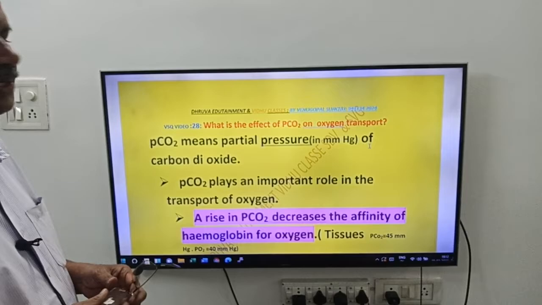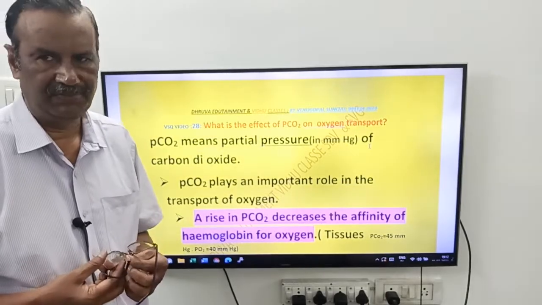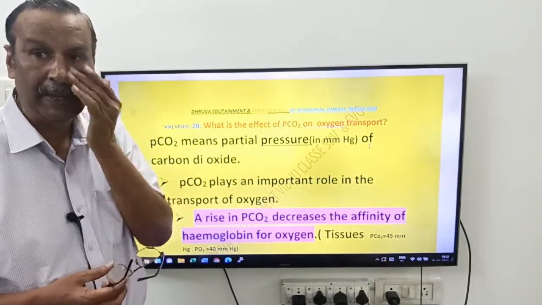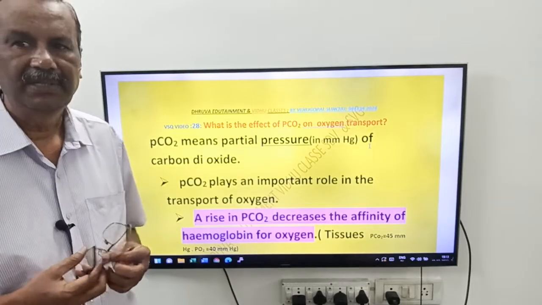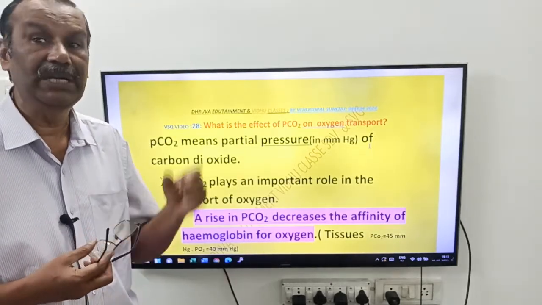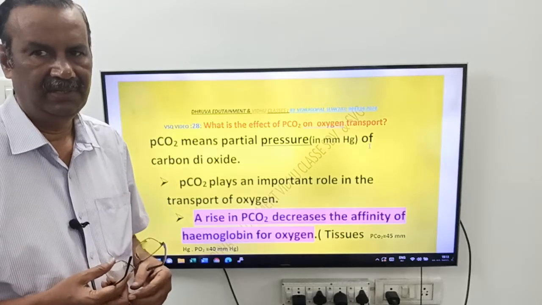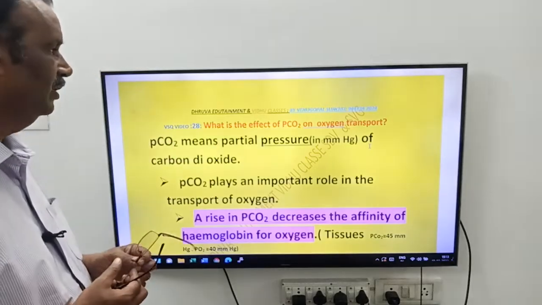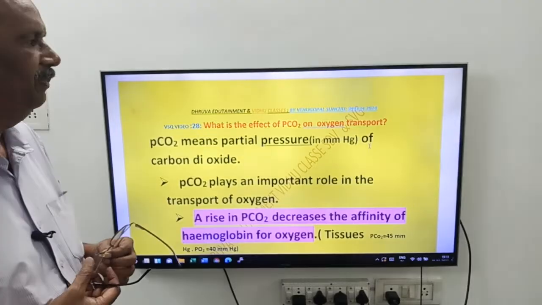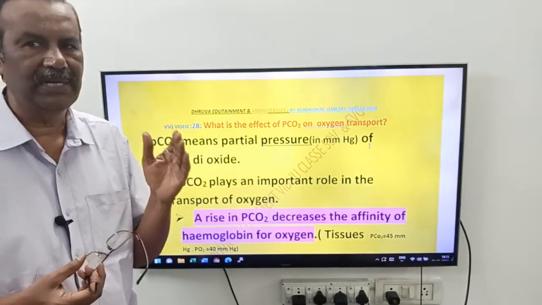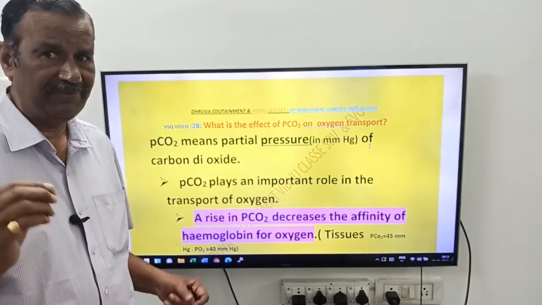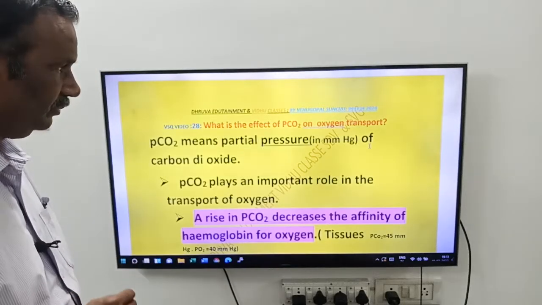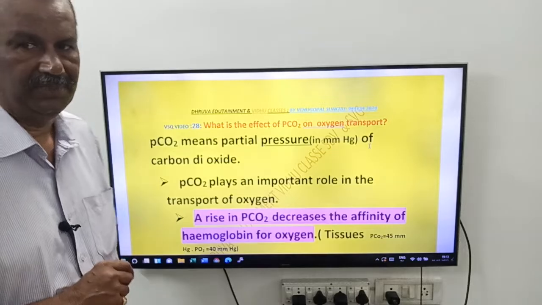Friends, this is a 2 marks question or very short question from intermediate second year zoology. This is from the breathing and exchange of gases unit 1B. What is our question? What is the effect of pCO2 on oxygen transport?